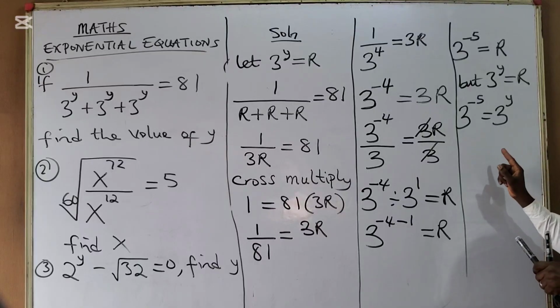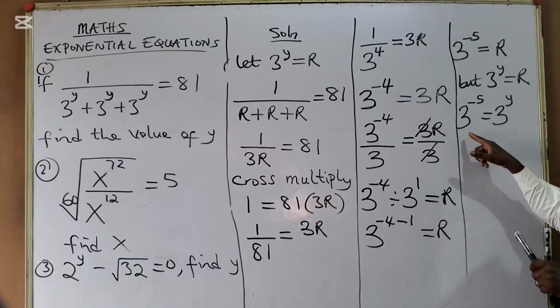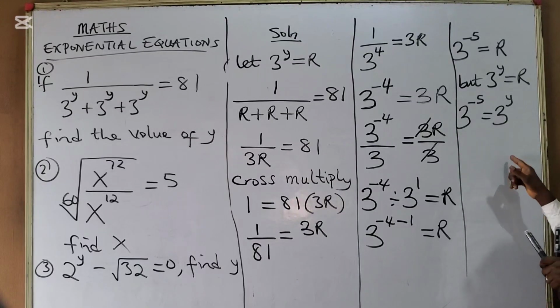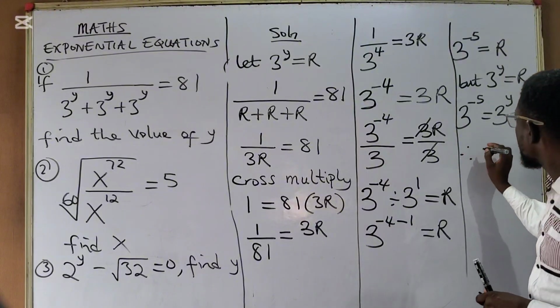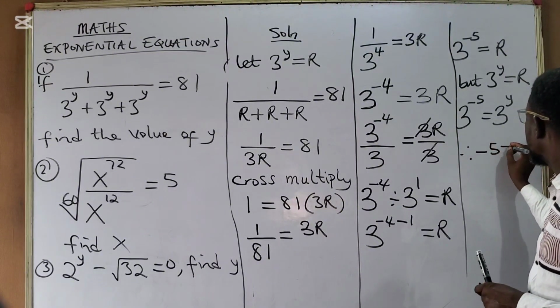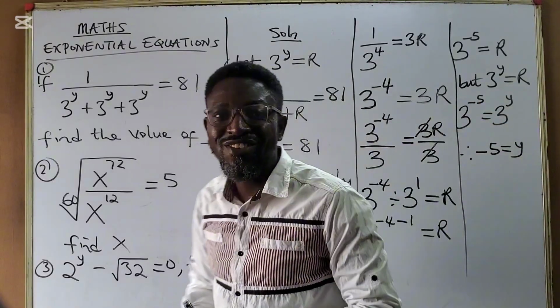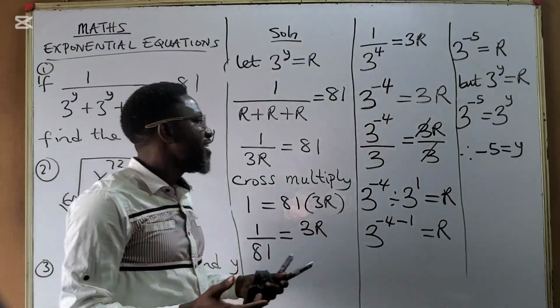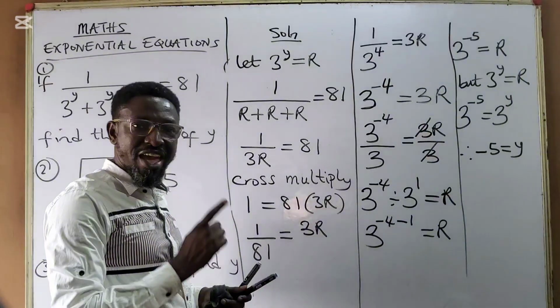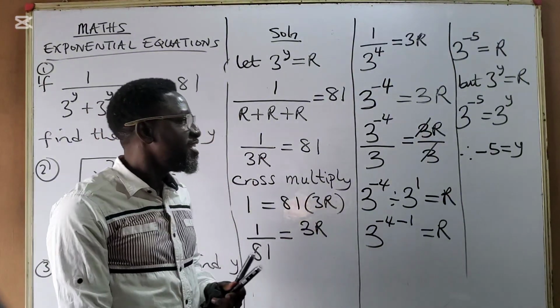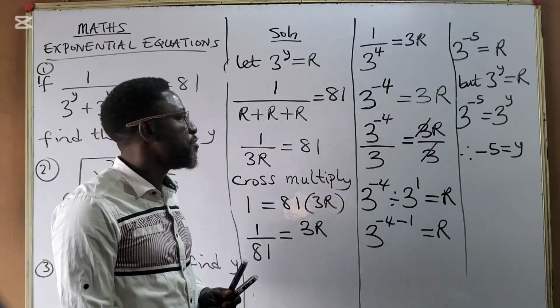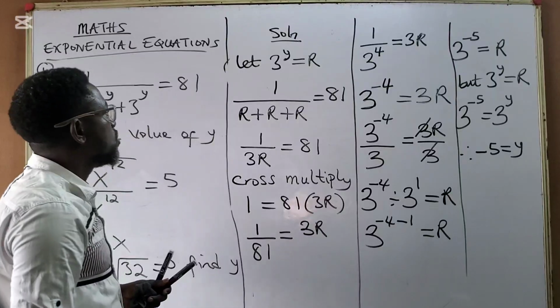And remember the simple rule: if the bases are equal, it means the powers are equal. Therefore, minus 5 equals what? Y. Or we can say that Y equals what? Minus 5. It is as simple as what? A, B, C. It's not something difficult that you cannot handle. Okay? Just ensure you take a look at it working.